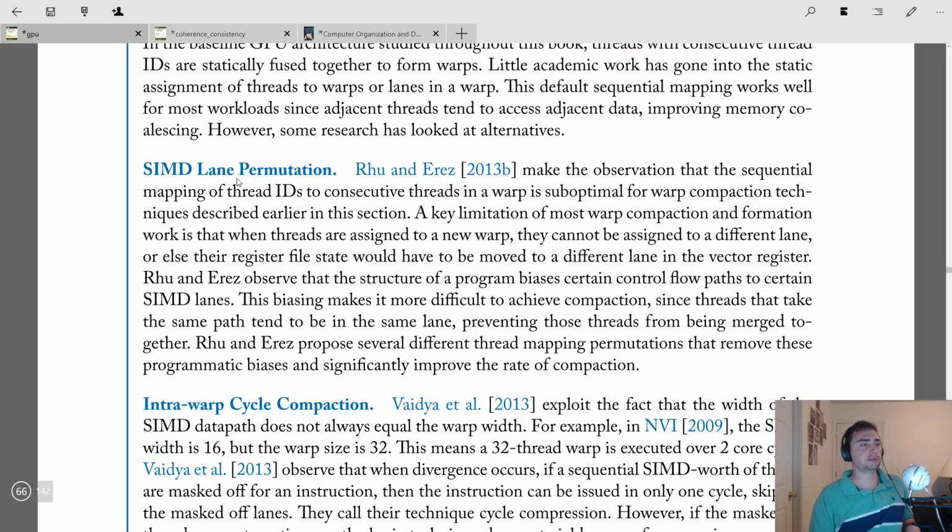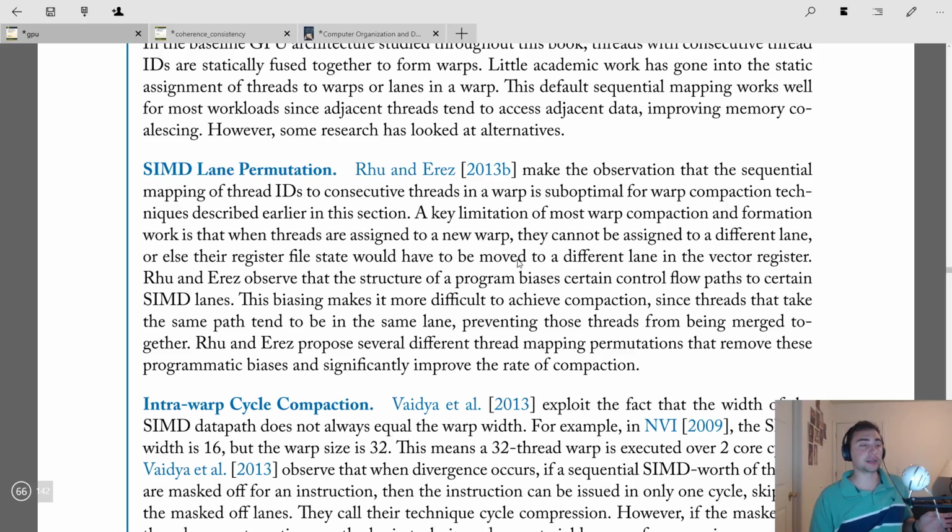Okay, so one of these works, from 2013, on SIMD lane permutation, makes the observation that sequential mapping of thread IDs to consecutive threads in a warp is suboptimal for warp compaction techniques. A key limitation is that when threads are assigned to a new warp, they cannot be assigned to a different lane, right?